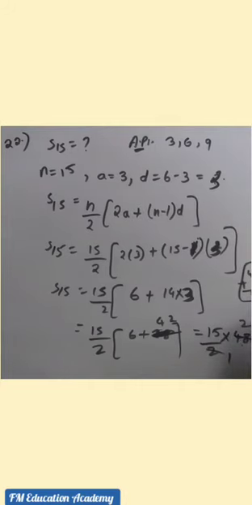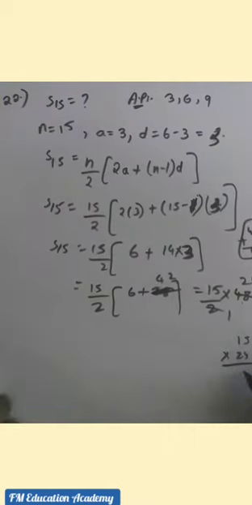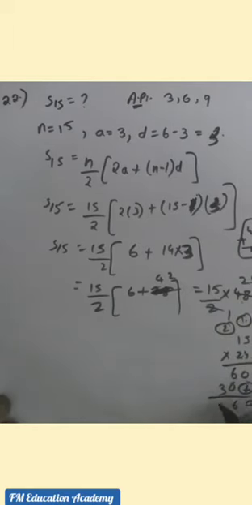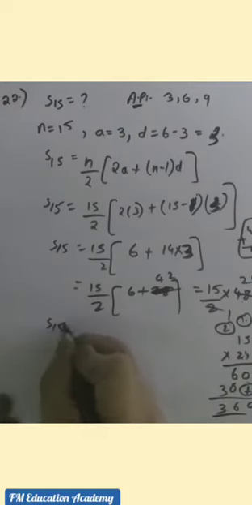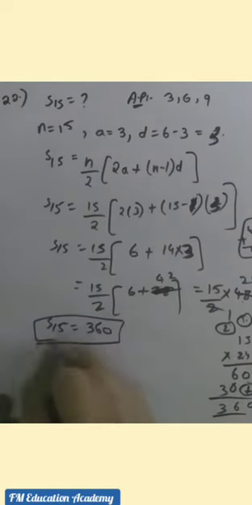2 ones are 2, 2 twos are 4, 2 fours are 8, so 24. Multiply 15 into 24. 5 fours are 20. 4 ones are 4, 4 plus 2 is 6. 2 fives are 10, 2 ones are 2, 2 plus 1 is 3. So 0, 6, 360 we have. So what is the value of S15 we have? 360. Which option is it?